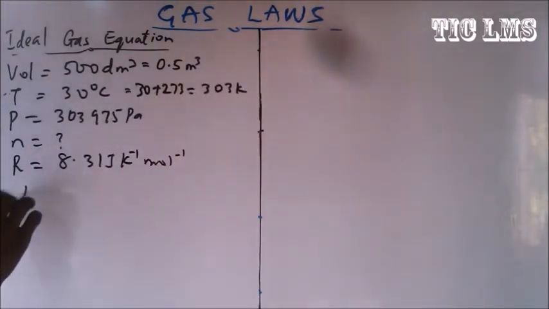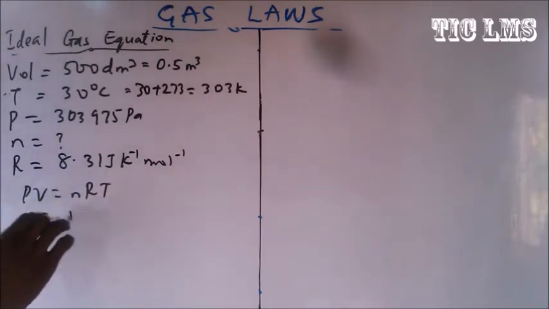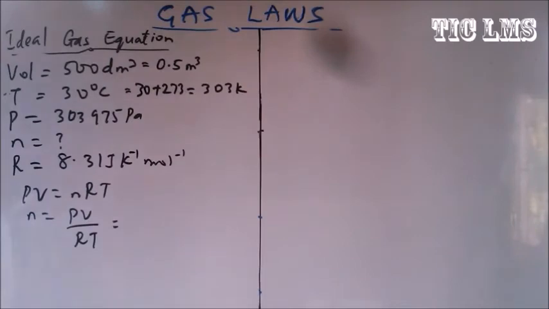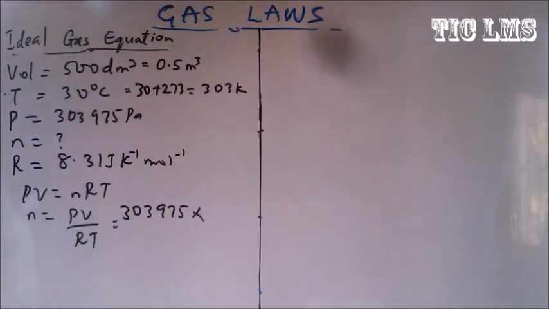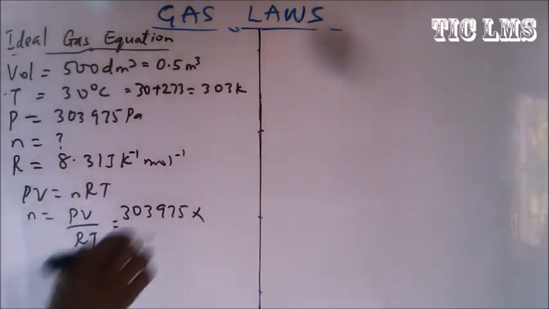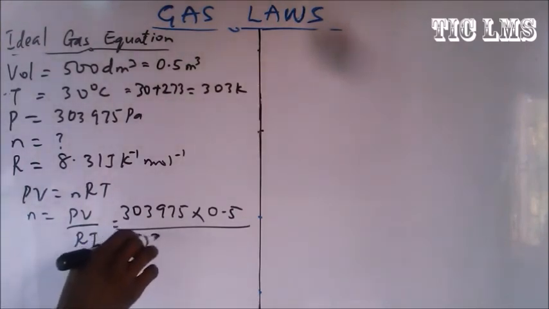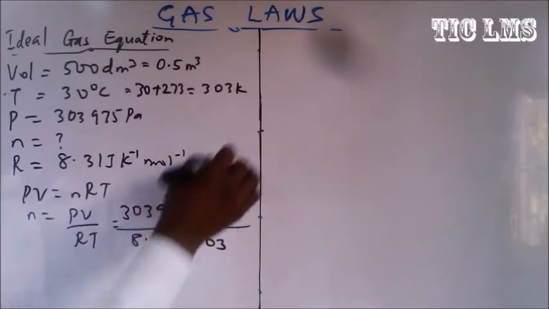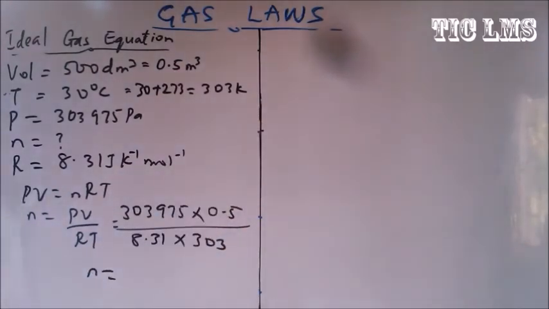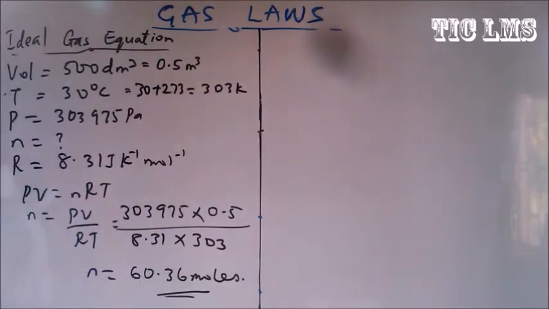Next, we have our formula, which is PV equal to nRT. We have to find the value of n. n equal to PV over RT. Our pressure here is 303,975 multiplied by our volume, which is 0.5, divided by the R, that is 8.31, multiplied by the temperature, which is 303. And when we multiply this out, we have our number of moles equal to 60.36 moles. So that is the number of moles of gas present in the vessel.